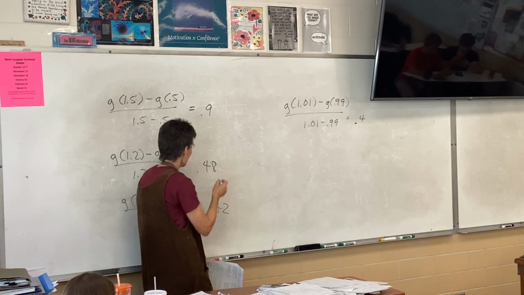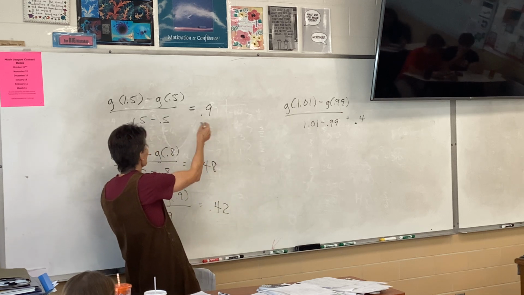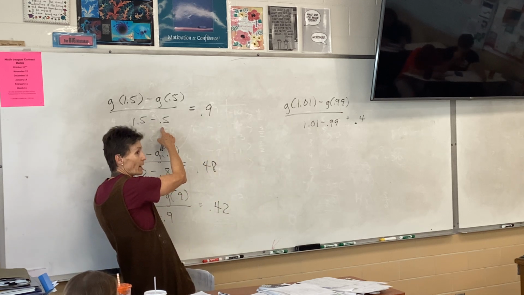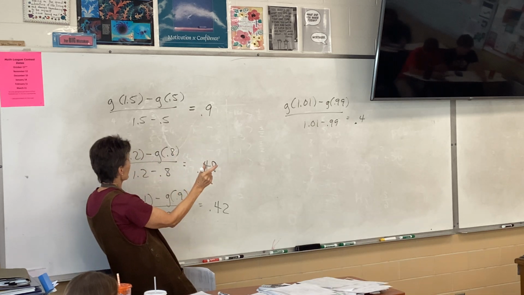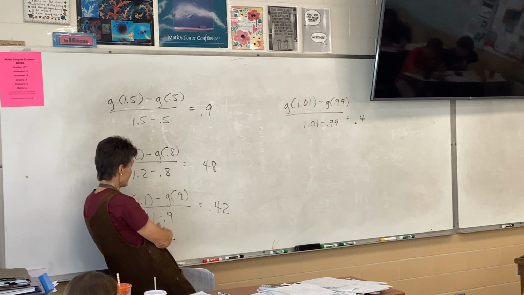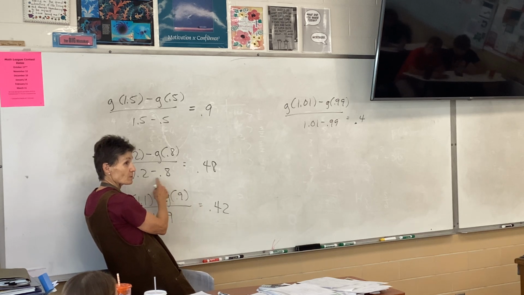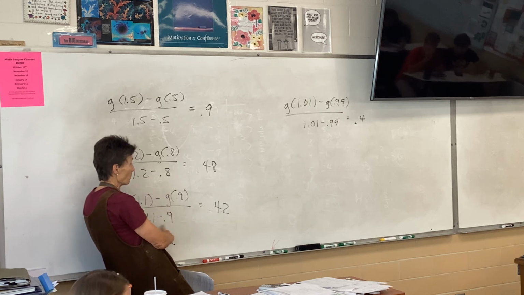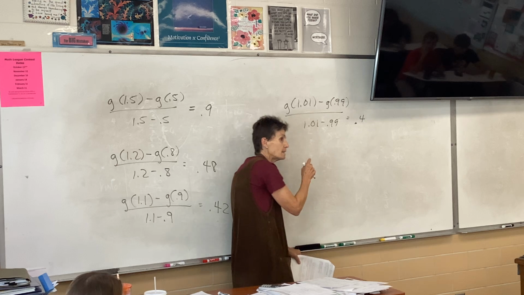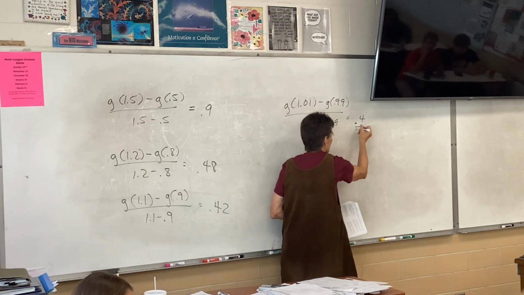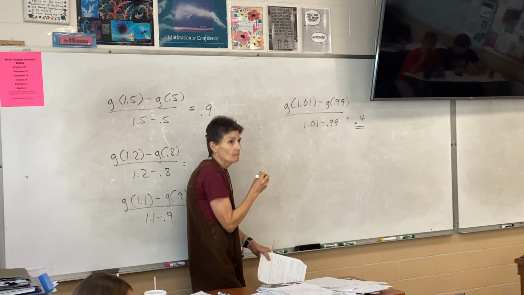Yeah, it looks like this one's way off, but that interval was huge, right? That was a big interval. As the intervals got smaller and started narrowing in on 1, so this was 0.2 on either side of 1, this was 0.1 on either side of 1, and this is 0.01 on either side of 1, it looks like they're getting closer to 0.4.